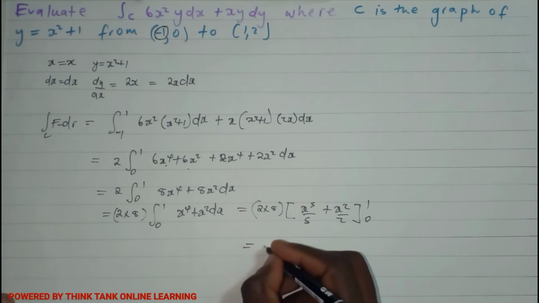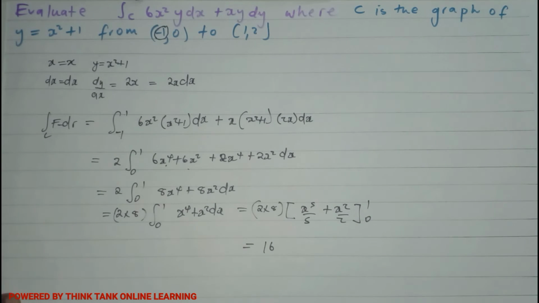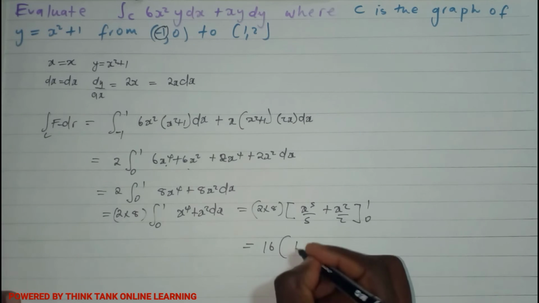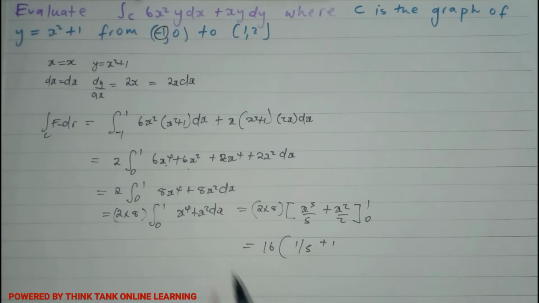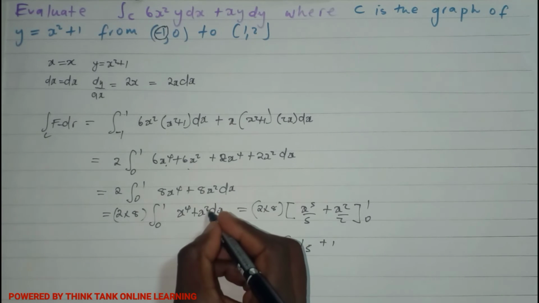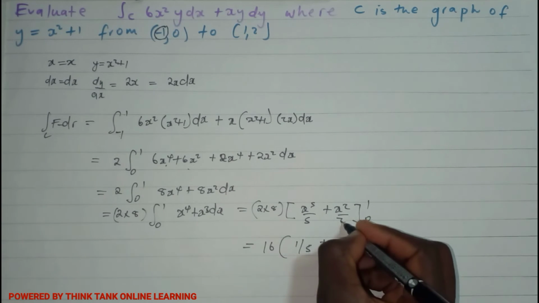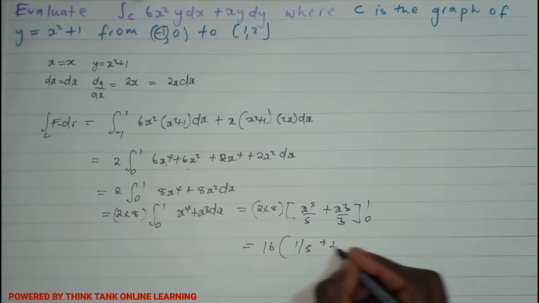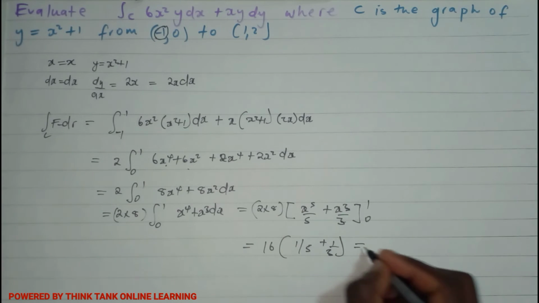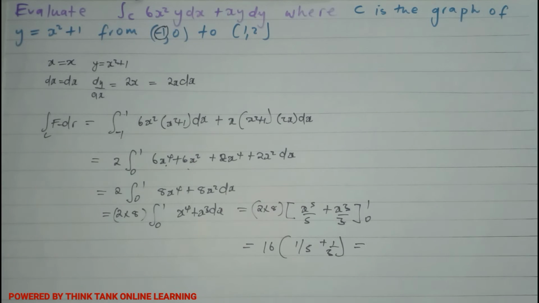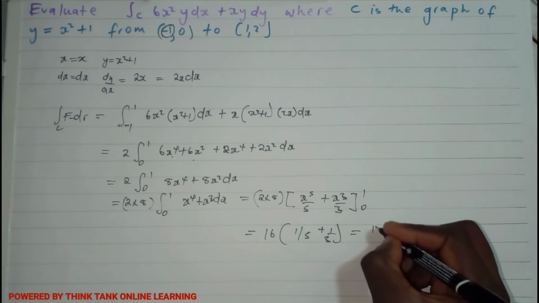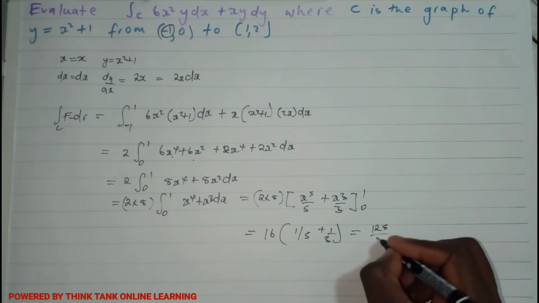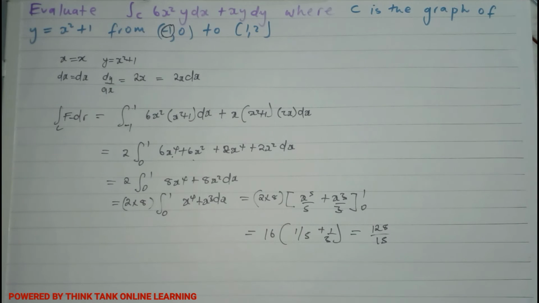And what are we going to get? We're going to get 16, then 1 over 5, plus 1. If we integrate here, we're going to get x to the power 3 over 3, so plus 1/3. So we have 1/5 plus 1/3 times 16. Our answer is going to be 128 over 15, if I didn't make any mistake here.